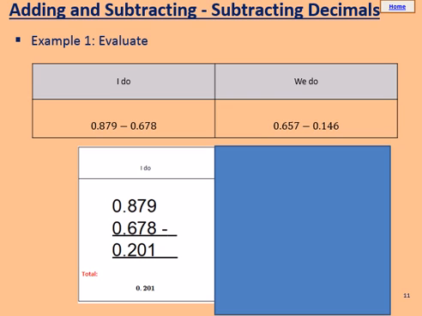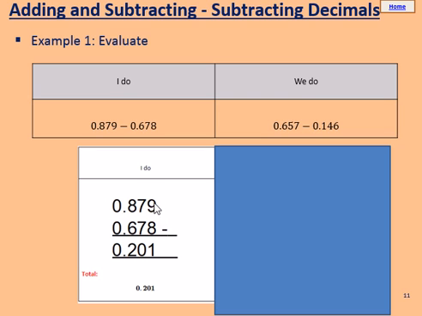Okay, so now we're moving on to something different, which is subtracting decimals this time. And we're going to take a relatively similar approach. For the first I do, it's 0.879 take away 0.678. So again, we're going to use our column. Write 0.879, write 0.678 below it, remembering to keep it in place value order. And we're going to subtract these.